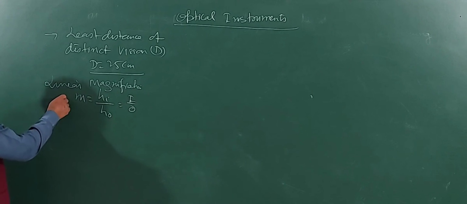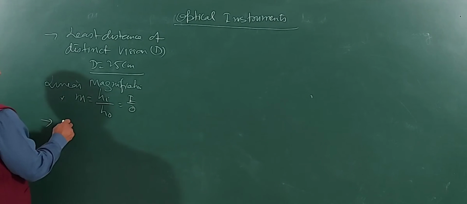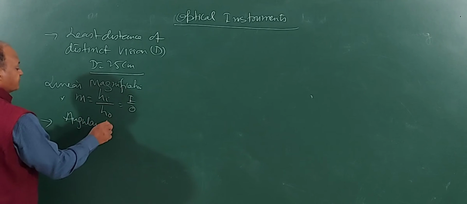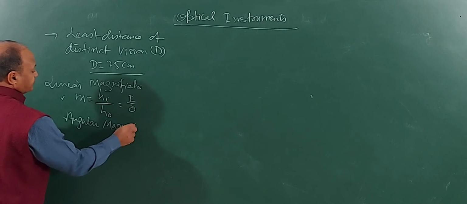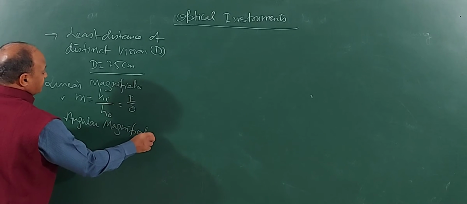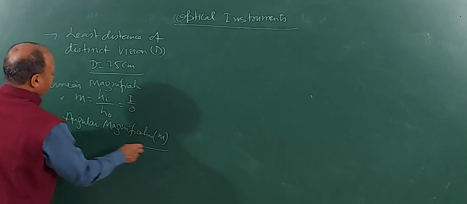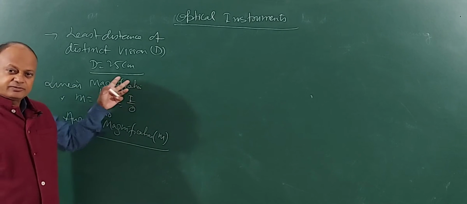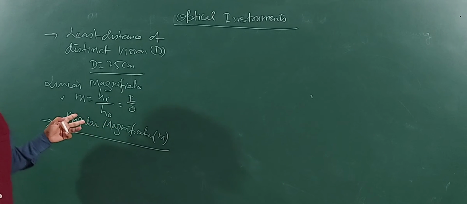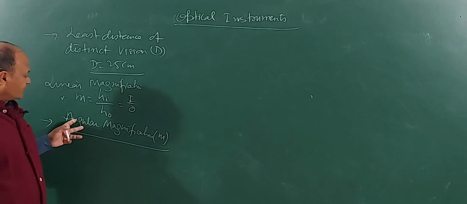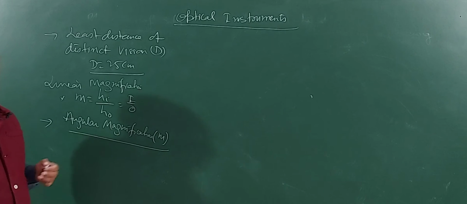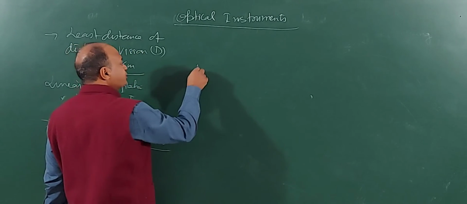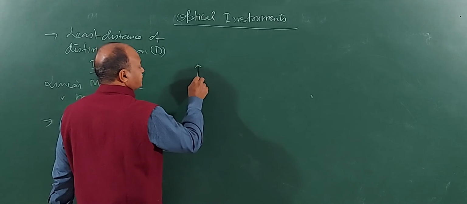We will not be using this. We will be using angular magnification. Now, both are basically the same. Linear magnification is defined in terms of the height. Angular magnification is defined in terms of angles. Now, suppose I am looking at an object with a naked eye.